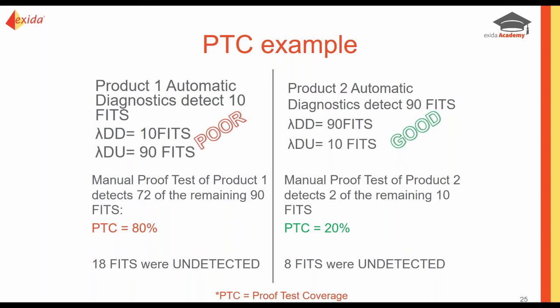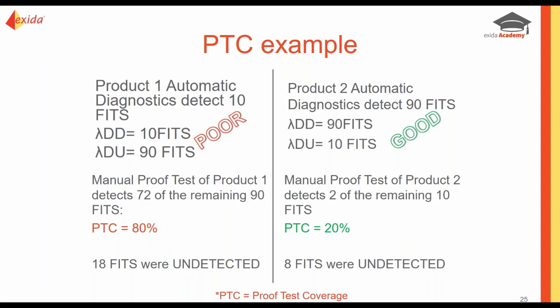Okay, let's look at a good automatic diagnostic. So same 100 FITs. 90 of those FITs are going to be detected, where only 10 are undetected. You do your manual proof test, and it detects 2 of the 10 FITs. Your proof test coverage is 20%. You might say, oh, that's not a good proof test coverage, but only 8 FITs were undetected. So between the difference, 18 to 8.